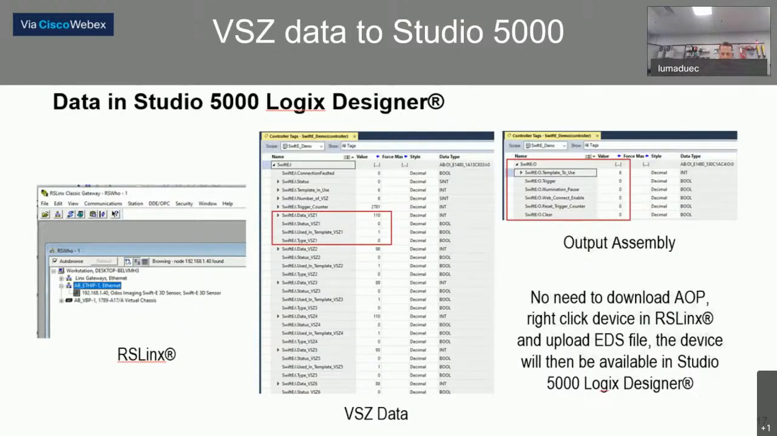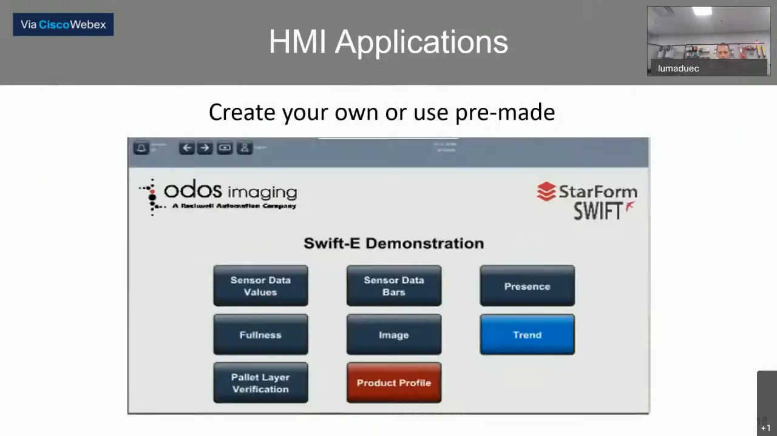This is what it looks like going into Studio 5000. There's no need to actually download the AOP. Once it shows up in RSLinx, just right-click and upload the EDS files. And as long as the correct template is in the output assembly, it will communicate back to the HMI application. Here are some examples of HMI applications created by Rockwell, but you also have the option of creating your own.